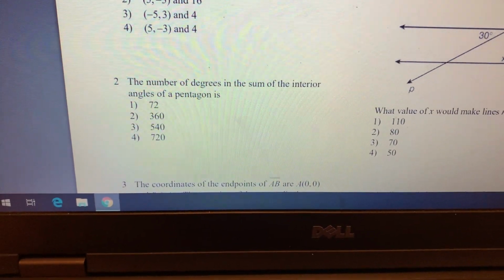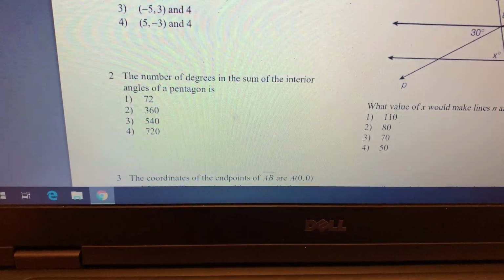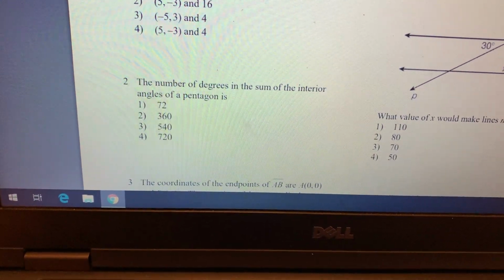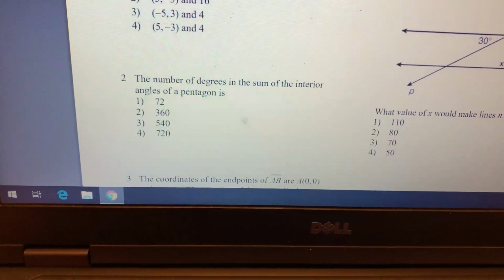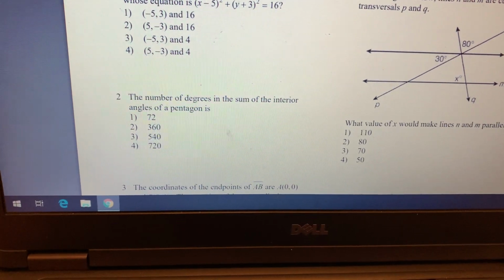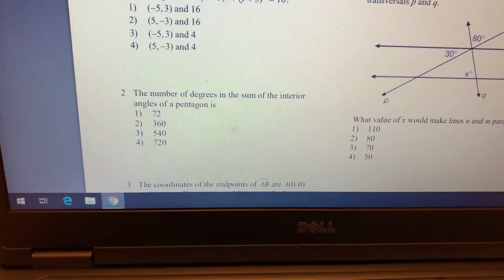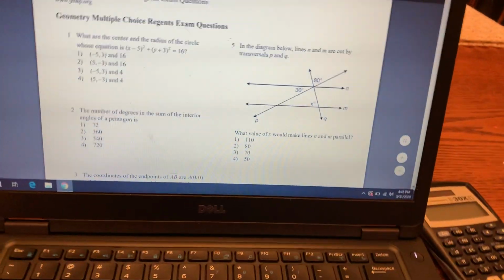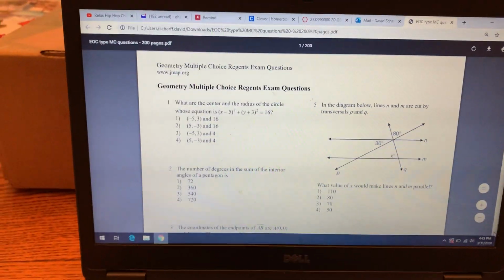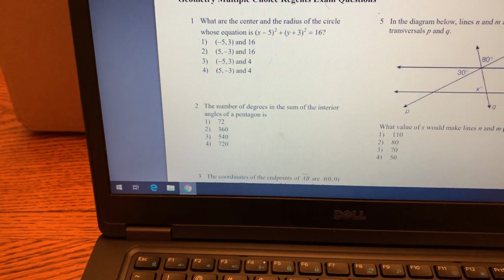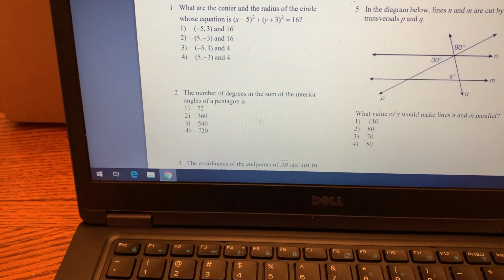All right, number 2. The number of degrees in the sum of the interior angles of a pentagon is 72, 360, 540, or 720? We talked about this a little bit during the year, even though y'all didn't realize it, and we saw it on one of the earlier practice tests. I think it actually was a pentagon as well. So if y'all think about it, you know the number of degrees in a triangle is 180, and the number of degrees in a quadrilateral is 360.